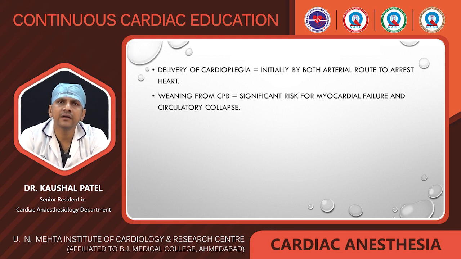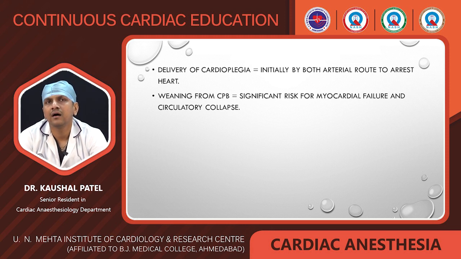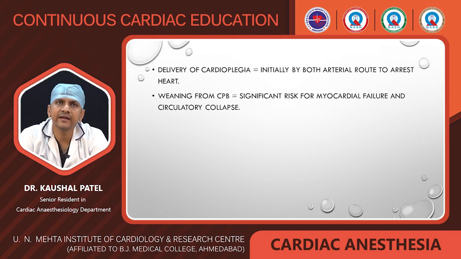Now, after the induction, the delivery of cardioplegia is also important, because to arrest the heart, the right side of the heart is supplied by the right coronary artery, which originates from the aorta, and the left side of the heart is supplied by the left coronary artery, which originates from the pulmonary artery. So, during the initial phase of the surgery, to arrest the heart, we should cannulate both the aorta and the pulmonary artery.